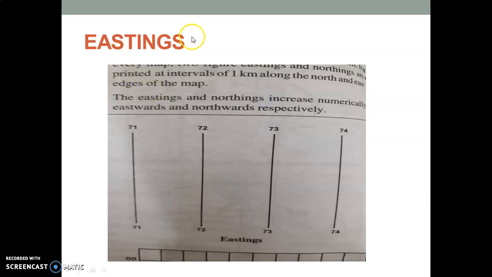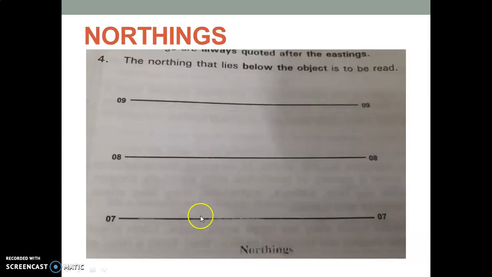Let's start with eastings. Eastings are imaginary vertical lines indicated with 71, 72, 73, 74. These lines are indicated with different numbers that increase numerically toward the east side. So these are called eastings. Northings: these horizontal lines are indicated with 07, 08, 09 and increase numerically toward the north. So these are called northings.